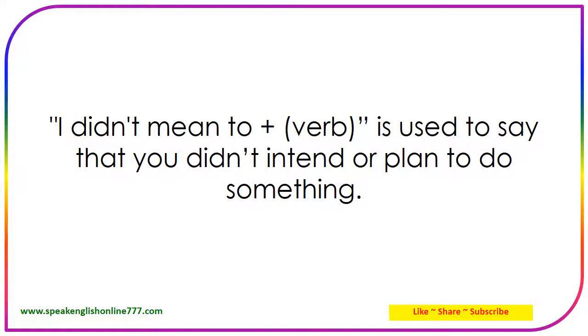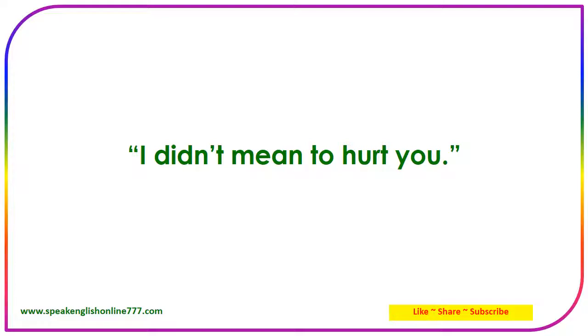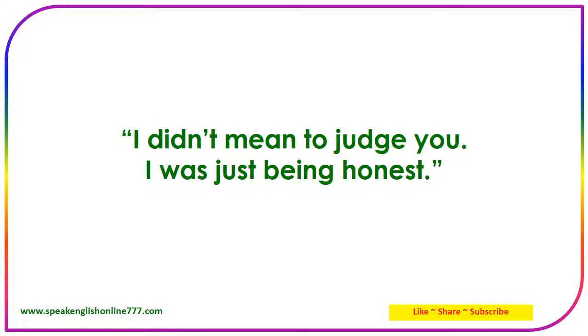"I didn't mean to" plus a verb is used to say that you didn't intend or plan to do something. Examples: I didn't mean to hurt you. I didn't mean to judge you. I was just being honest.